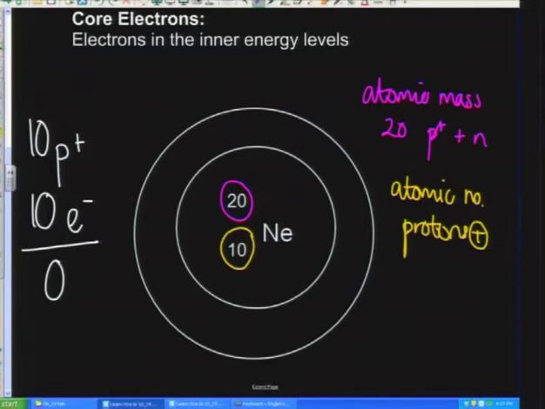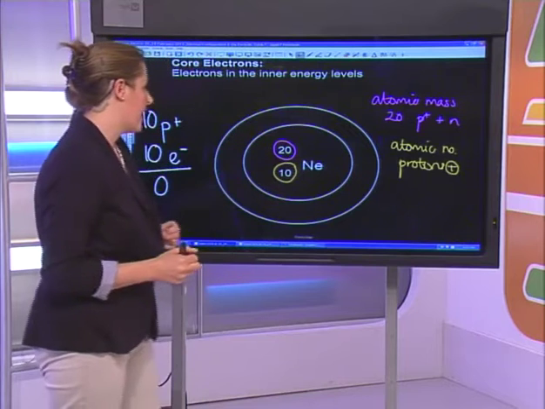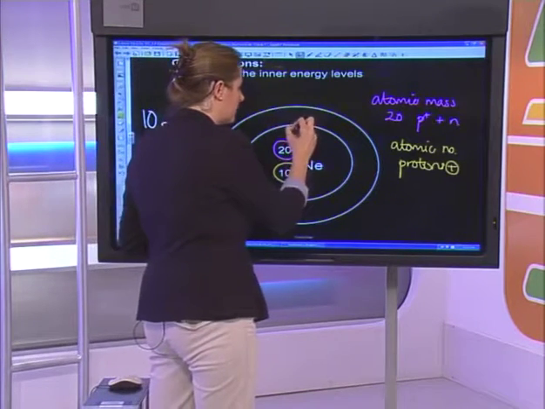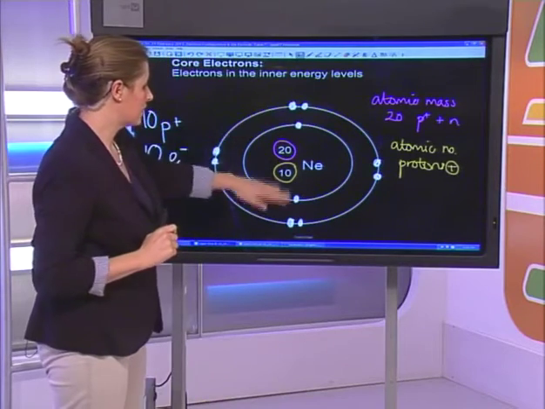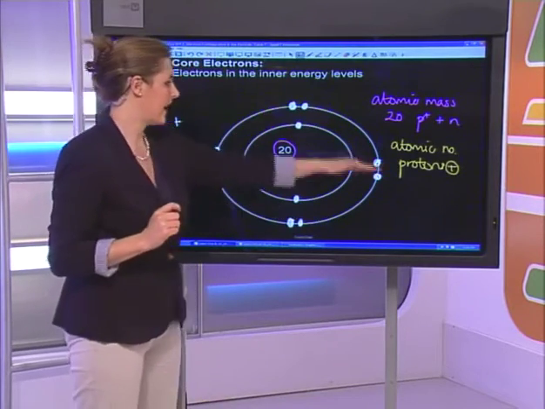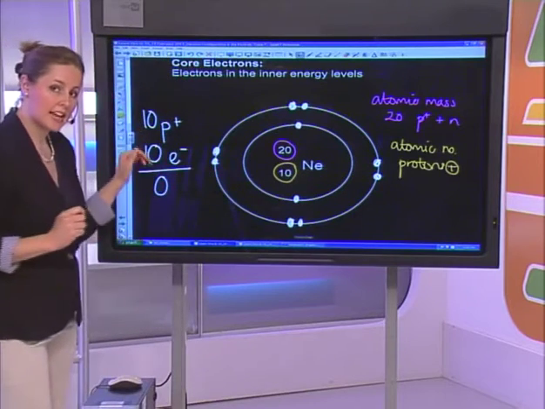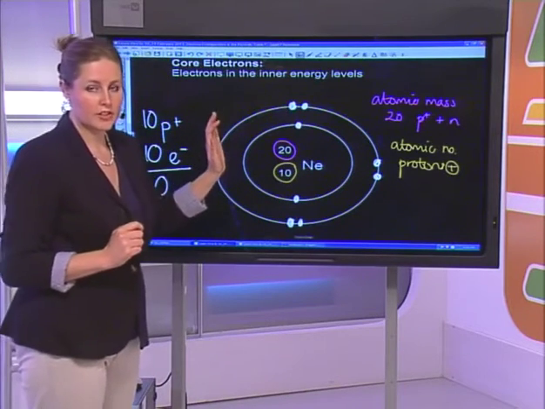So let's go with this atomic model and fill in the electrons. We're going to fill them in as little circles. I said 2 in the first, so 1, 2 in the first. Now we go 8 in the next, so 1, 2, 3, 4, 5, 6, 7, 8. Check with me quickly. Is that a total of 10? We've got 1, 2, 3, 4, 5, 6, 7, 8, 9, 10. A total of 10 electrons shown in those energy levels.